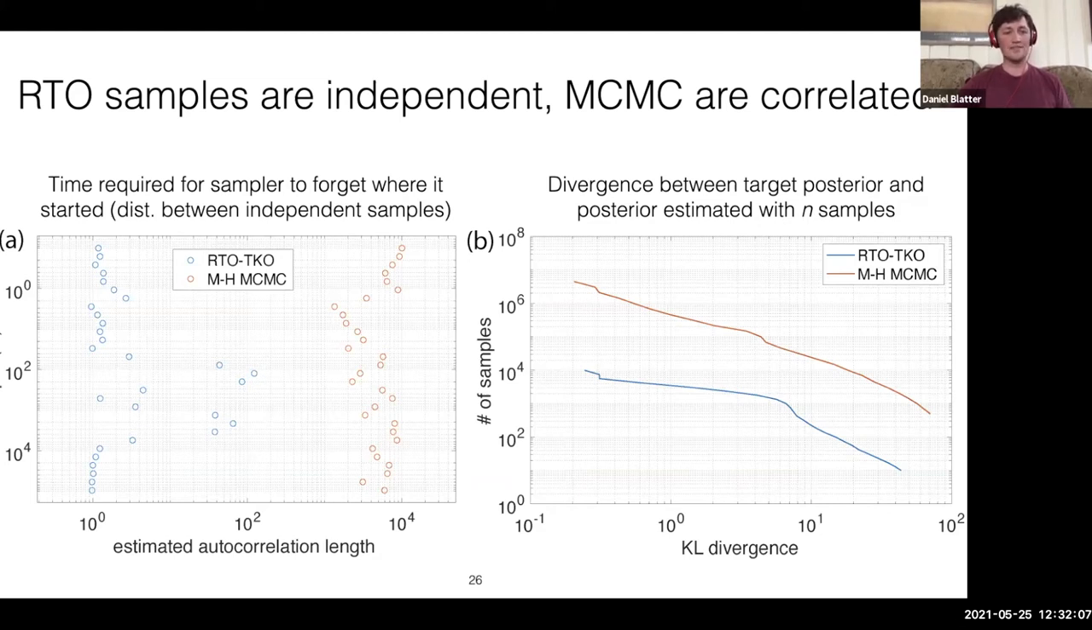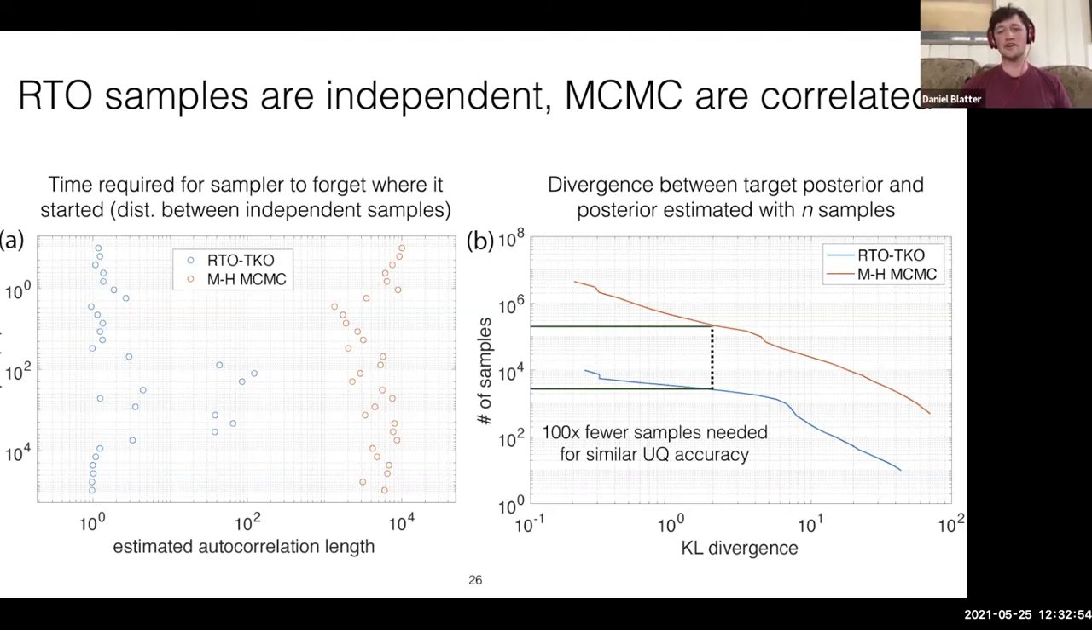The median value for the blue dots, the RTO-TKO dots, computed for the RTO-TKO model ensemble after inversion, is about 1.3, meaning that for all intents and purposes, each sample is independent of the others. Whereas for MCMC, the median value is about 3,500. So you really have to go about 3,500 small MCMC steps to get to a sample that is truly independent of the first one, which means that a lot of that forward computation you're doing is essentially redundant and wasted. On the right, you have the divergence between the target posterior and a posterior estimated using a small number of samples. For a fixed degree of divergence, or convergence to the target posterior, you need about two orders of magnitude fewer RTO samples than MCMC samples to get the same degree of convergence to the posterior.